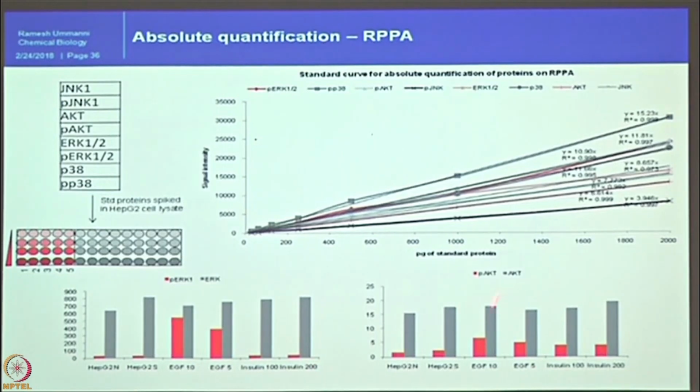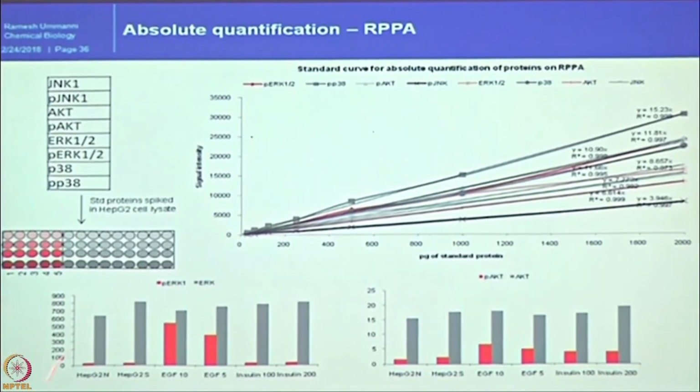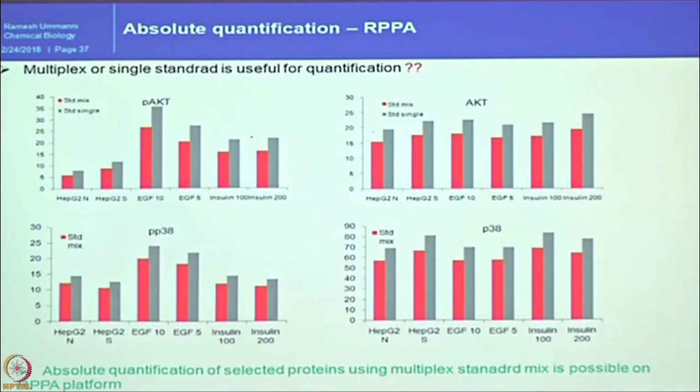In a similar way for phospho-AKT and AKT here, I am sorry, the scales are different, here it is times 10, here the total number is shown. So, in this way we can perform it.